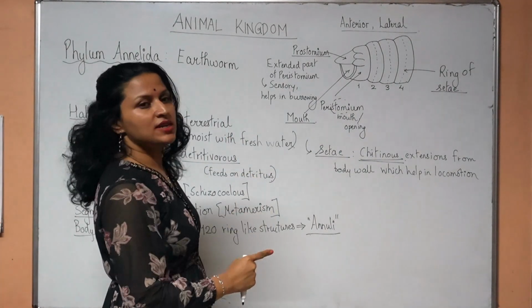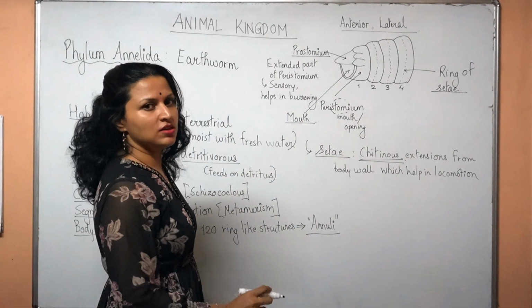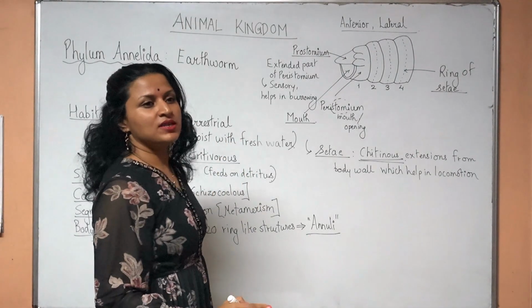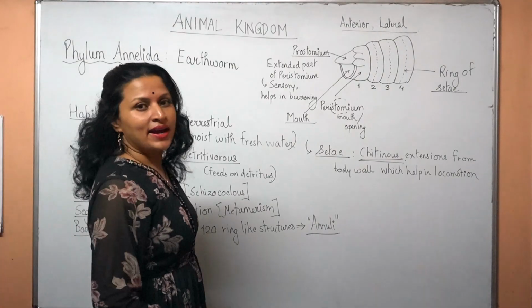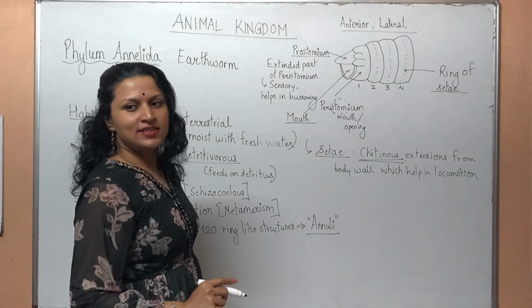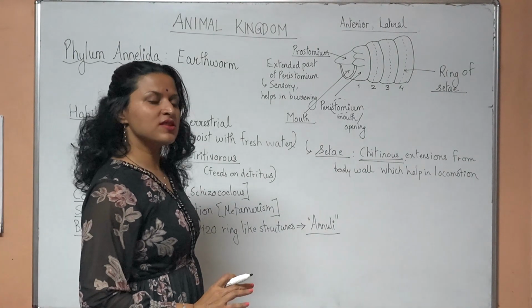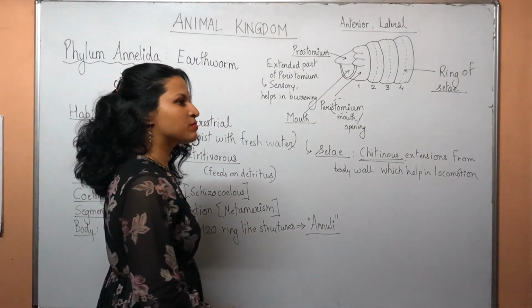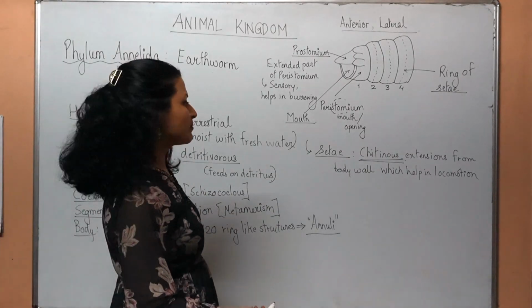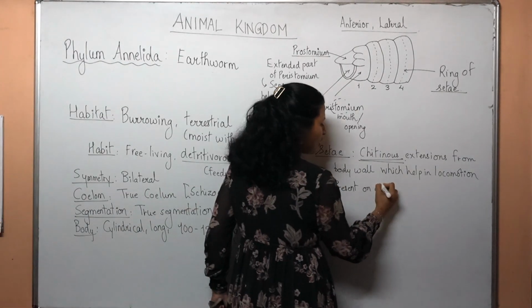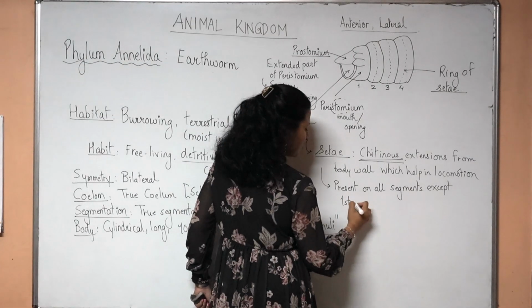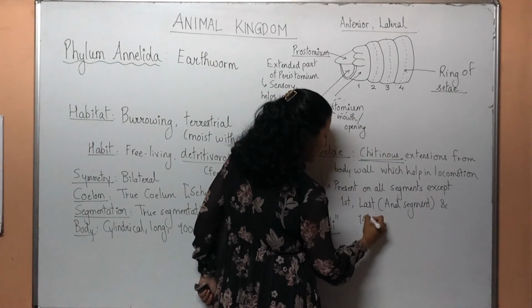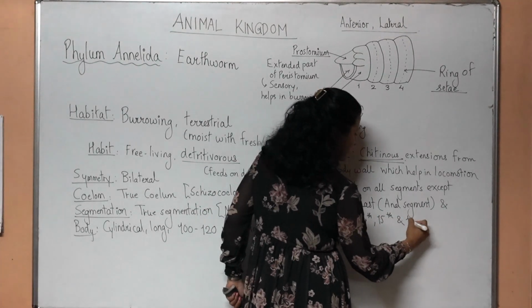Such a ring of setae will be found on all the segments of the earthworm except for the first segment, that is the peristomium, the last segment, which is the anal segment, and 14th, 15th and 16th segments, which are somewhat different from the rest of the segments. I will tell you what is so special about the 14th, 15th and the 16th segments. Present on all segments except first, last which is the anal segment, and 14th, 15th and 16th segments.